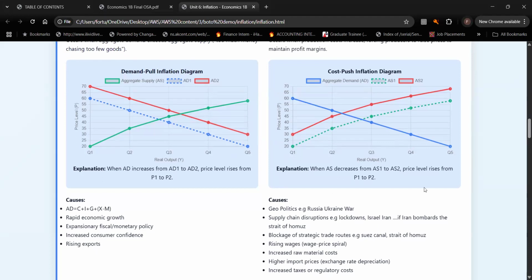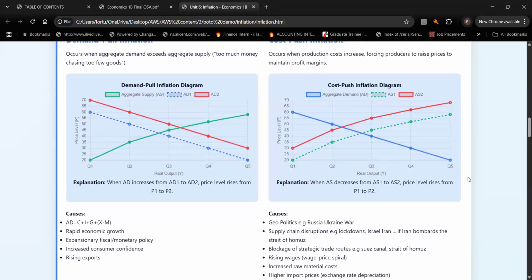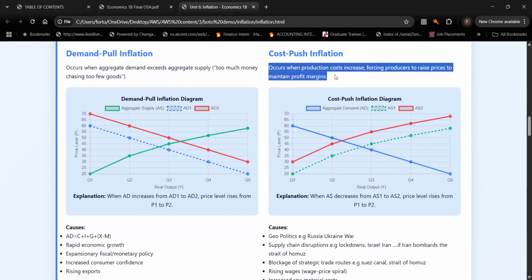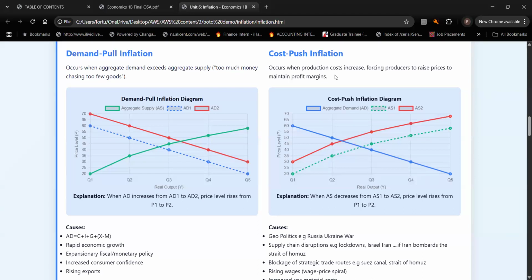Then secondly, we have what we refer to as cost push inflation. With cost push inflation, this is the most dangerous type of inflation if it is to occur in any economy, because of the difficulties when it comes to managing it. Cost push inflation usually occurs when there's an increase in the costs of production, forcing producers to raise prices in order to maintain profit margins.